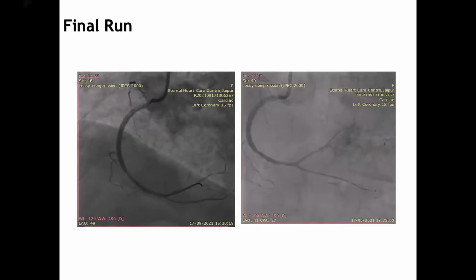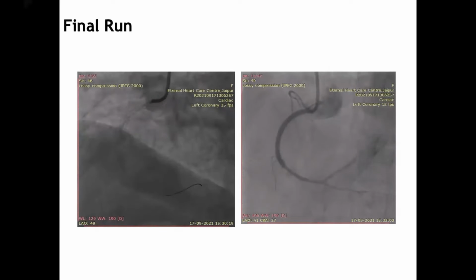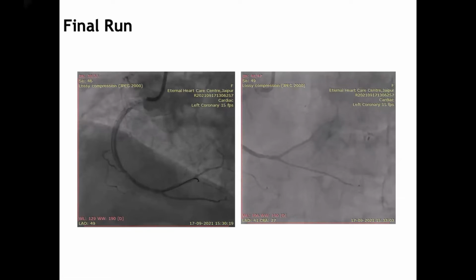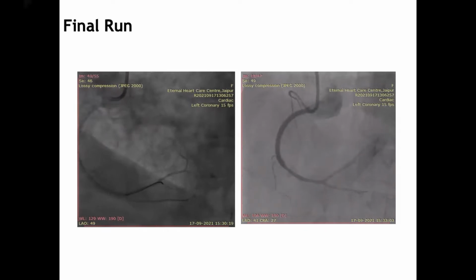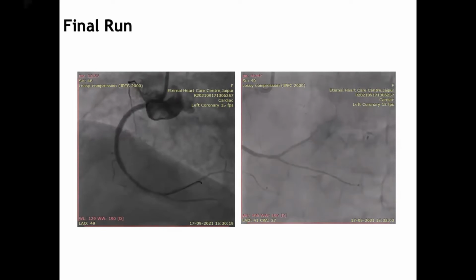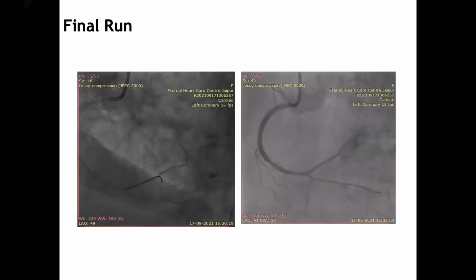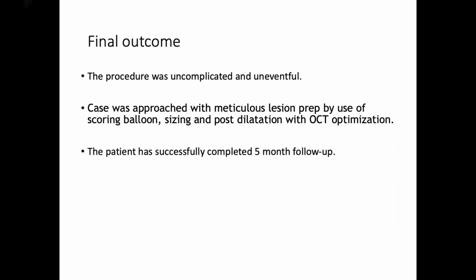So this was the angiographic picture following the OCT pullback. It's a very well deployed BRS, the 3.0/40, and then it was post-dilated with the 3.25 and 3.5 NC balloon at high pressures. So again, this is a meticulous lesion preparation followed by sizing and also good post-dilatation at high pressures. And this patient has also completed 5 months of follow-up, and she's been doing well.